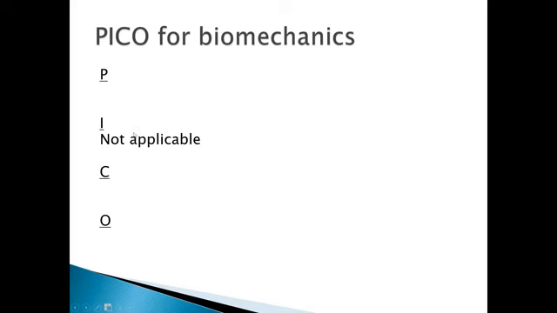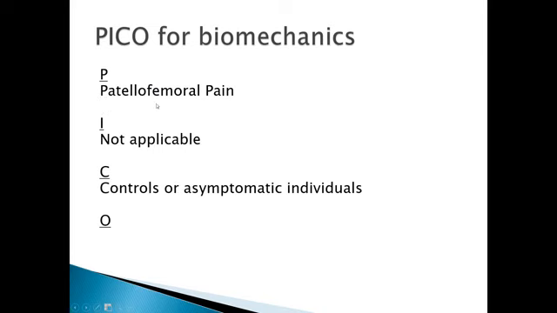So in terms of biomechanics, for the P here, we have a biomechanical study, and again, we look at patellofemoral pain. But this time we weren't interested in any interventions. What we were actually interested in is we wanted to compare those with patellofemoral pain to a control or an asymptomatic group, and we wanted to have a look at their gluteal muscle activity.